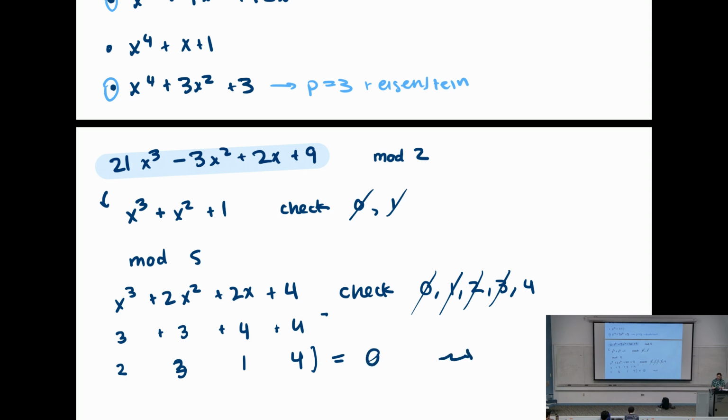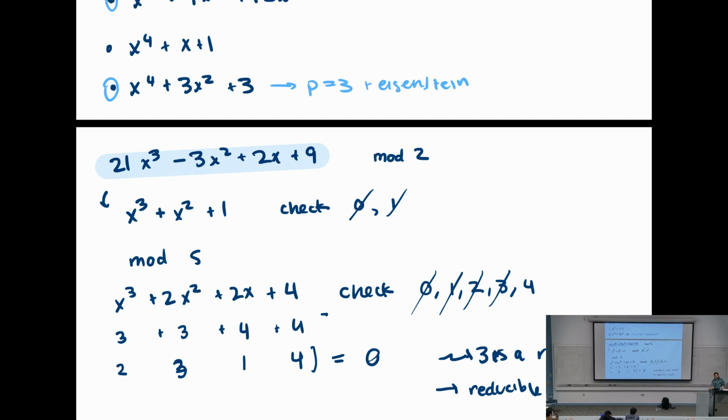So what does this tell us? This polynomial has a root. So 3 is a root mod 5. So that means that the polynomial is reducible mod 5. So then by the mod p test, it is reducible. Wait. No, that's not what... am I getting this all backwards?